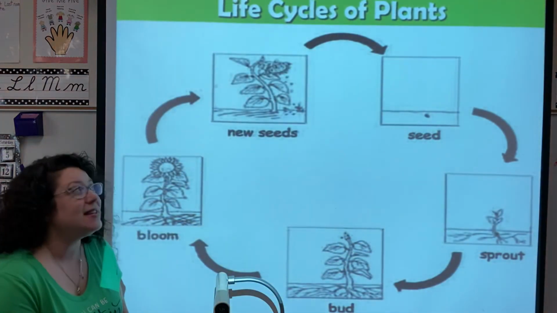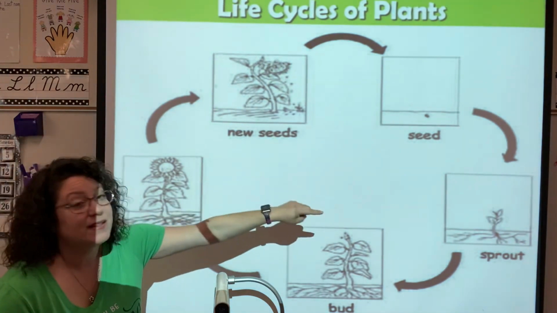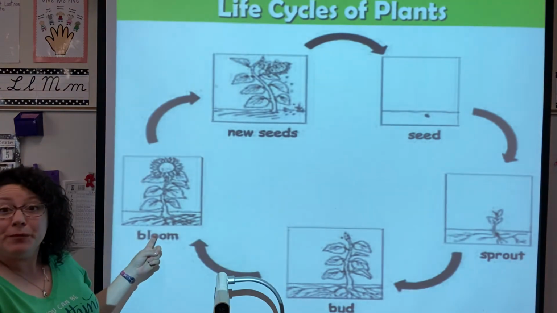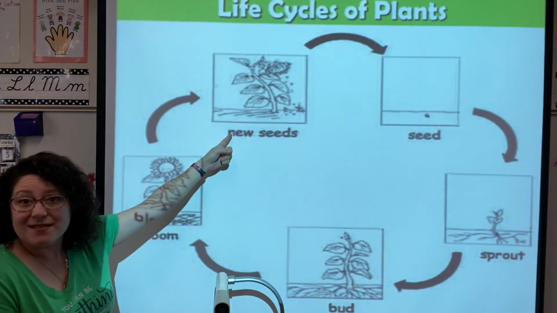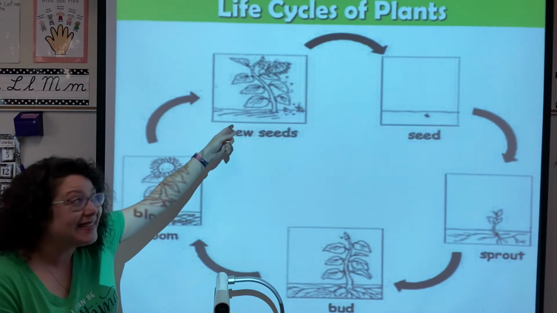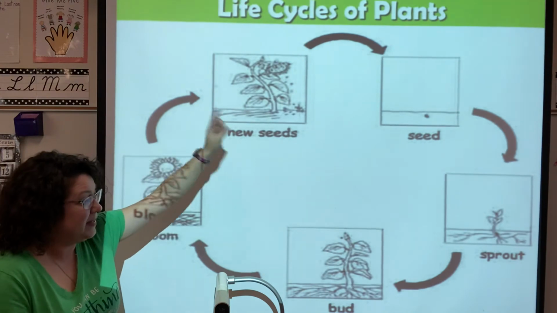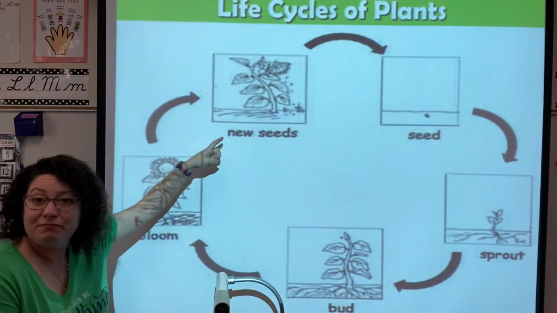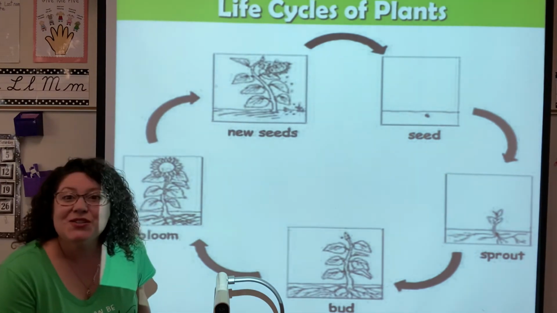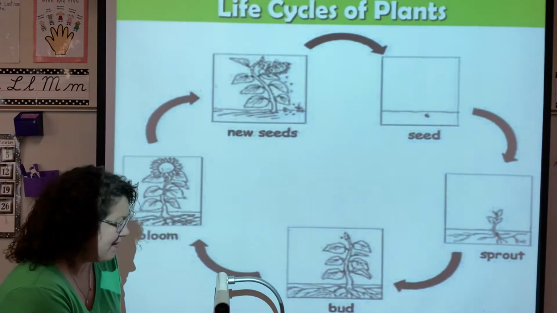Okay, here we see the life cycle of a plant. Seed, sprout, a bud, bloom, flower, new seeds. Remember that sunflower has how many seeds? 1,000. So the life cycle keeps going, going, going. Seed, sprout, bud, bloom, new seeds again. Okay? So what's going to happen next? So that was a good review from yesterday.